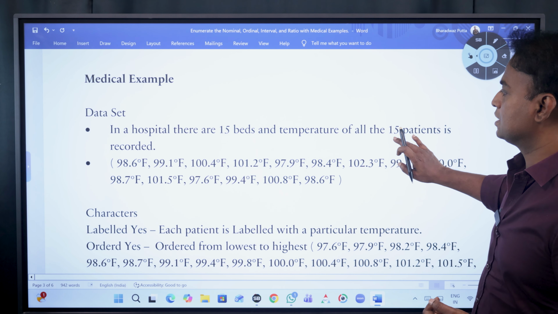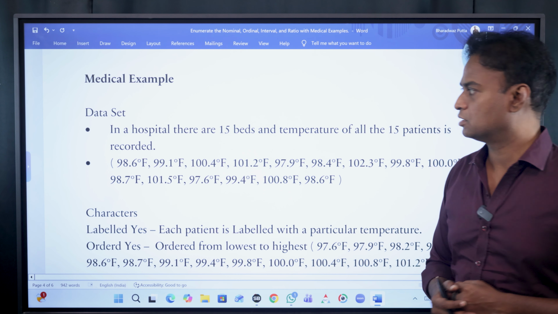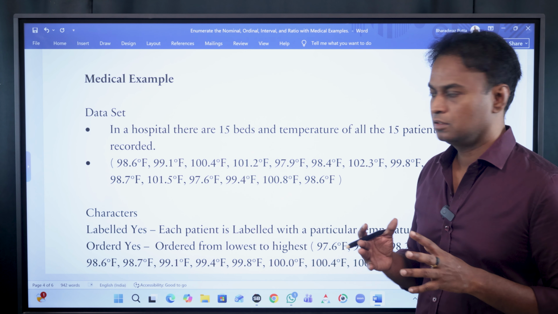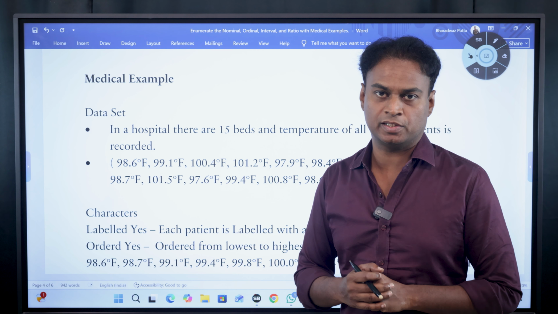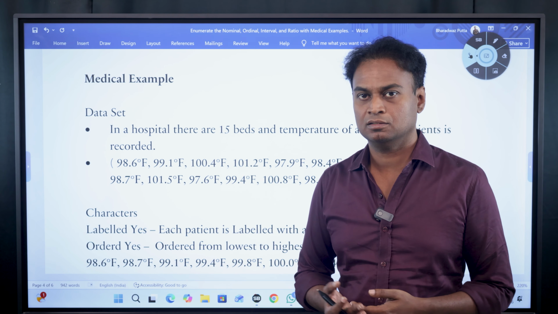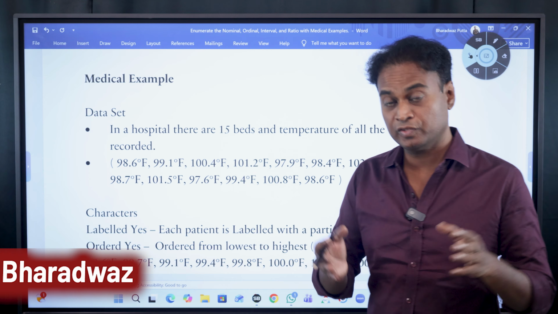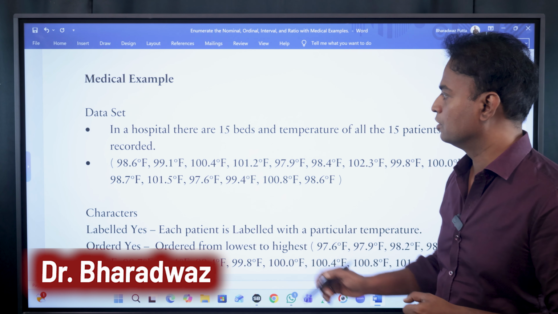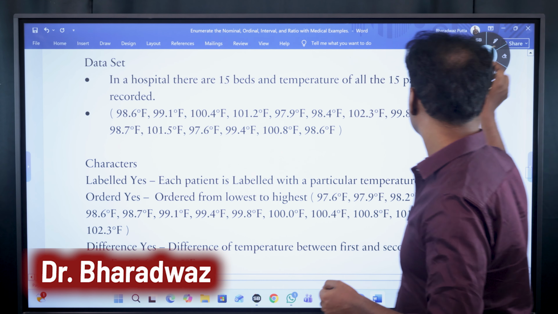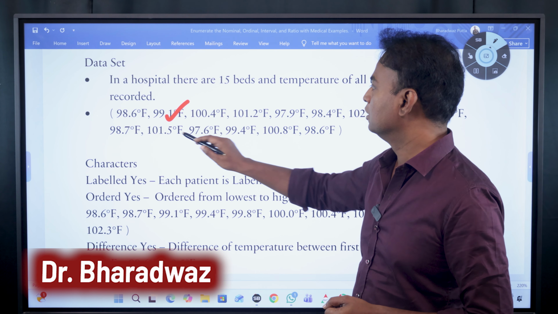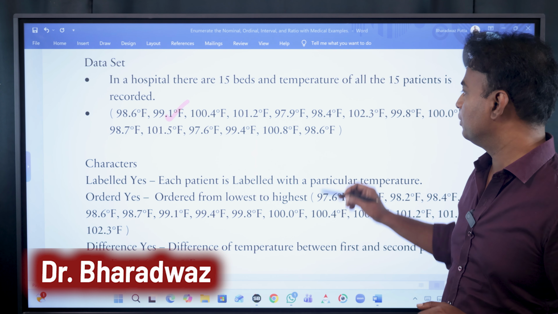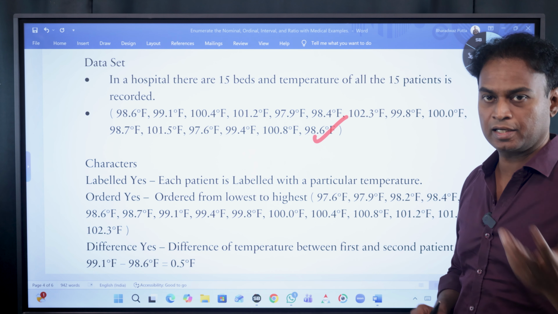Then coming to the medical example, okay, you have to understand this clearly. I have taken a clinical practice example. Think there are 15 beds in a hospital. On 15 beds, there are 15 patients, and you went and checked the temperature of all the 15 patients. We have captured the temperature of 15 patients. First patient temperature is 98.6. Second patient temperature is 99.1. In this way, the last patient temperature on the 15th bed is 98.6 degrees Fahrenheit.